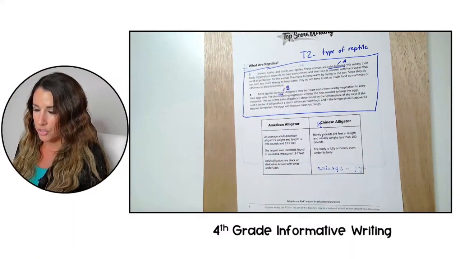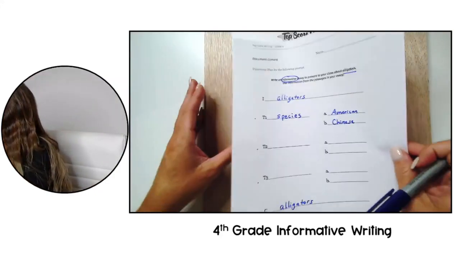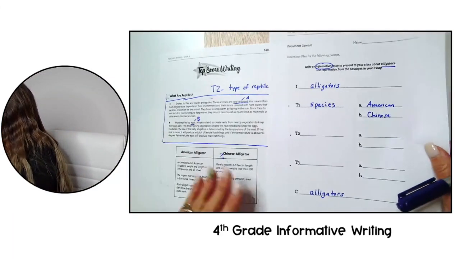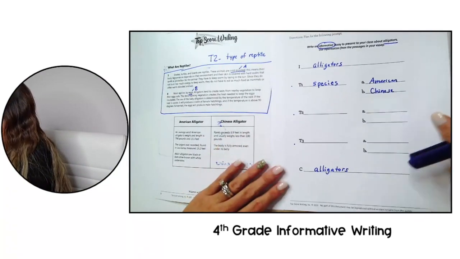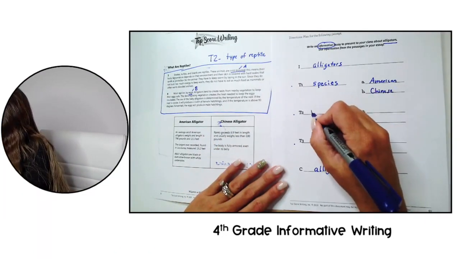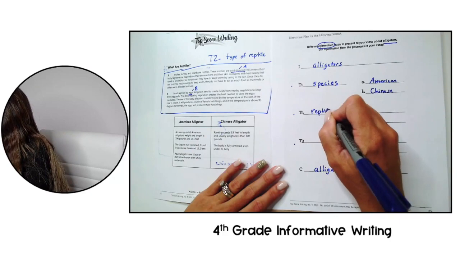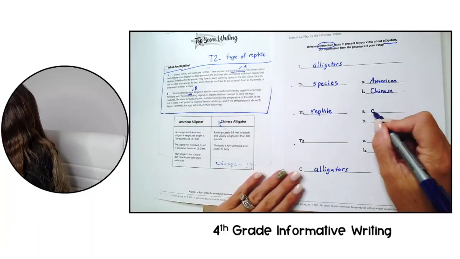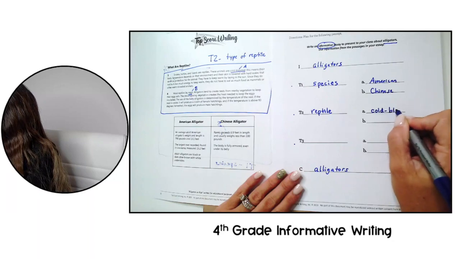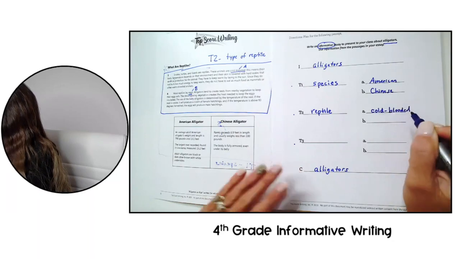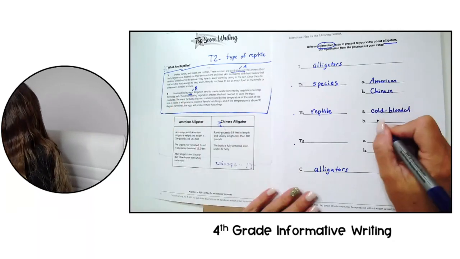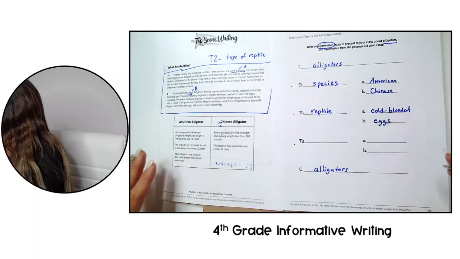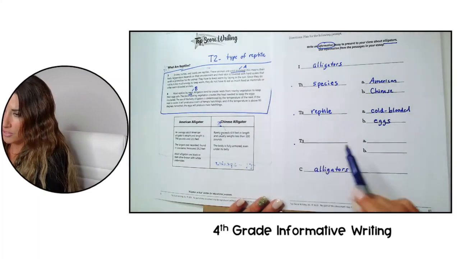Okay, so when I go to my planning, I can now fill in my T2. So my T2 is that they're a type of reptile. I'm just going to put reptile. My A is that I'm going to talk about how reptiles are cold-blooded. And my B is I'm going to talk about how they lay eggs. Okay, and I still have one more topic to find.